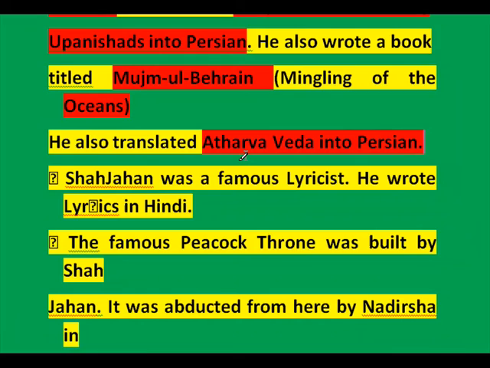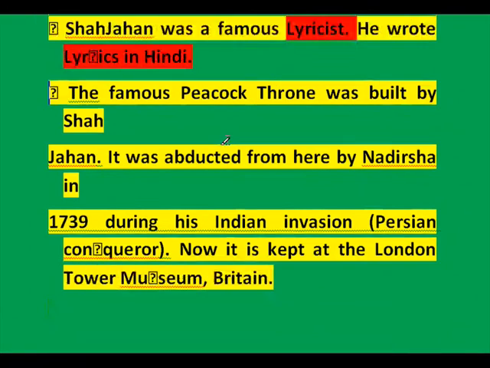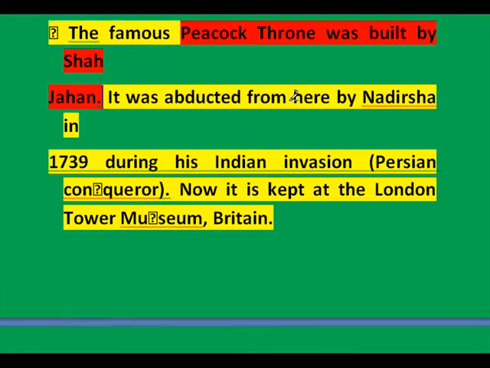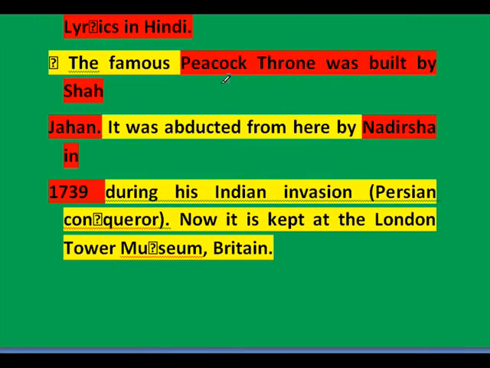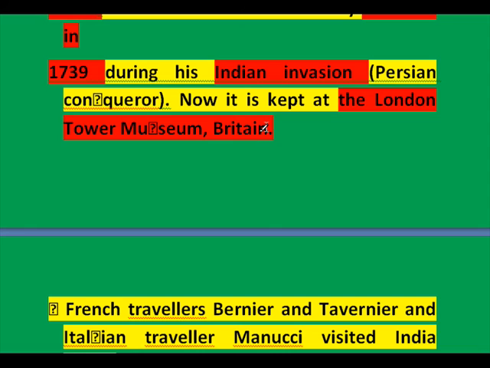Shah Jahan was a famous lyricist; he wrote lyrics in Hindi. The famous Peacock Throne was built by Shah Jahan. It was abducted by Nadir Shah in 1739 during his Indian invasion. Please remember, this question is important. Nadir Shah, the Persian conqueror, abducted it. Now it is kept in London, in the Tower Museum, Britain.